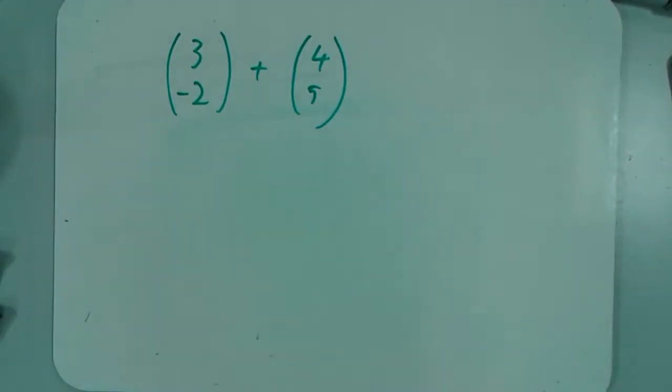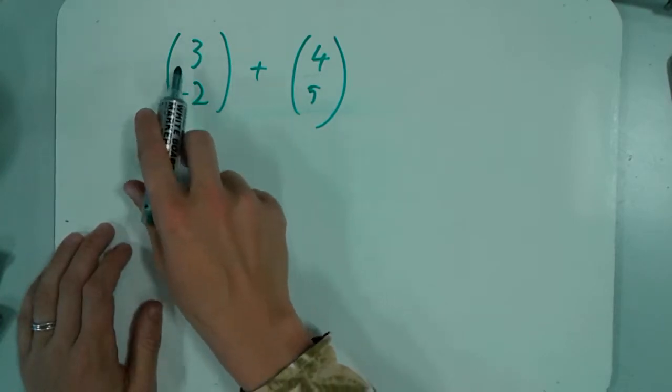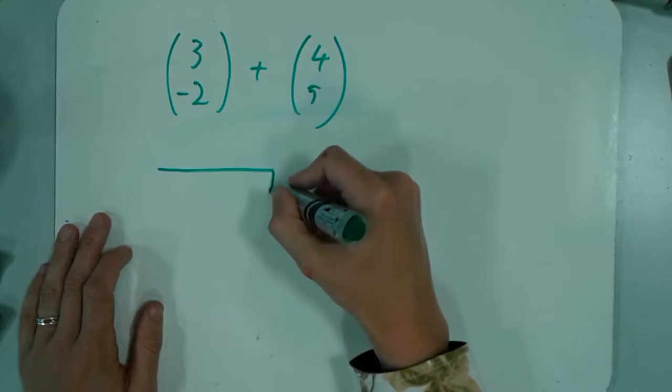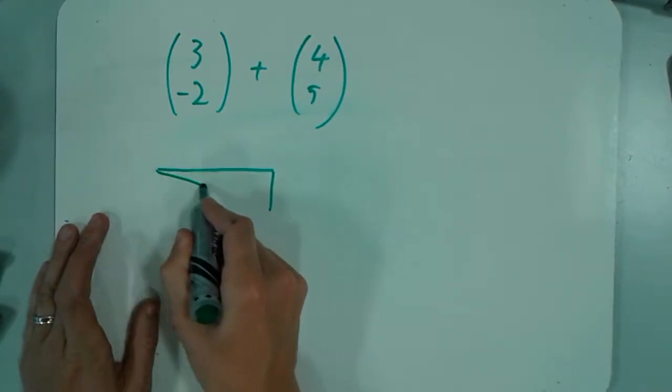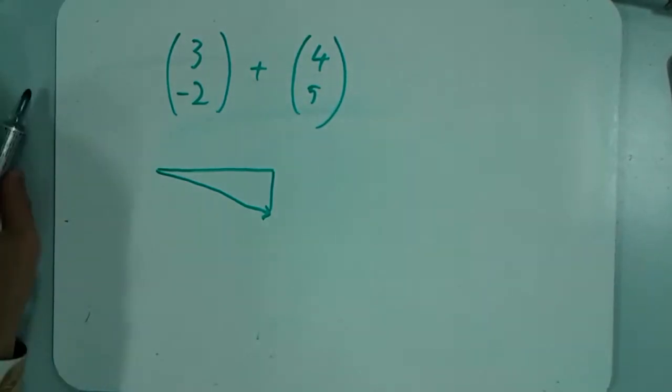Let's look at how vectors work with some arithmetic. So this is telling us that we have the vector 3, -2. Let's just draw that on. So 3 across, 2 down. So that vector there. And then we want to add on this vector here.